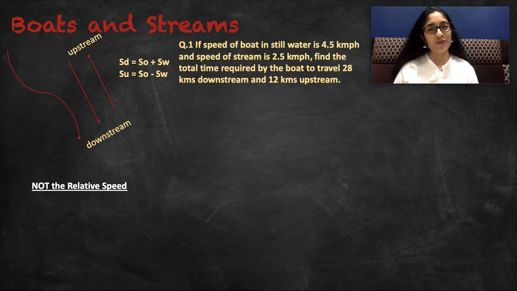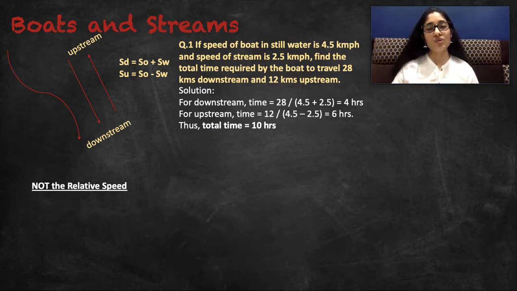Now, let's look at this first question. If speed of boat in still water is 4.5 and speed of stream is 2.5, find the total time required by the boat to travel 28 kilometers downstream and 12 kilometers upstream. Now we know that time taken is calculated as distance upon speed. So using this formula for downstream, it will be calculated as 28 upon 7. Upstream would be 12 upon 2. So your total time is 10 hours.